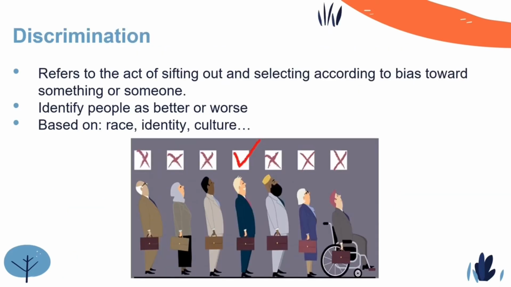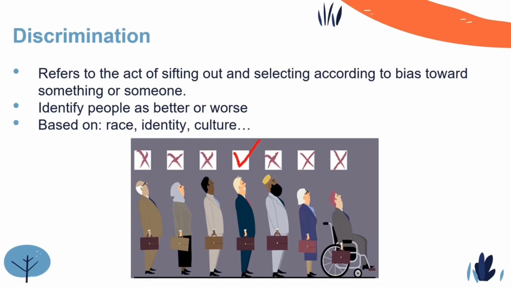In this part, we are going to talk about discrimination. I bet everyone is familiar with the term discrimination. Discrimination is the product of bias and prejudice. It refers to the act of sifting out and selecting according to bias towards someone or something.